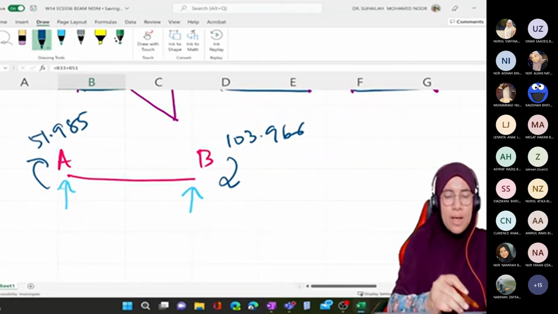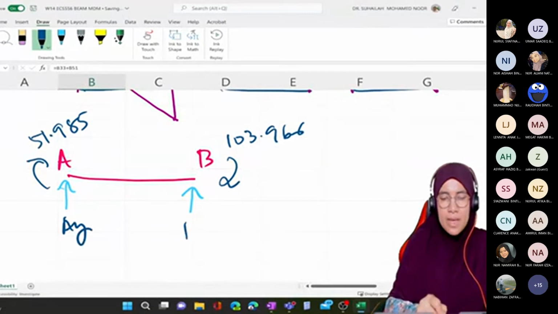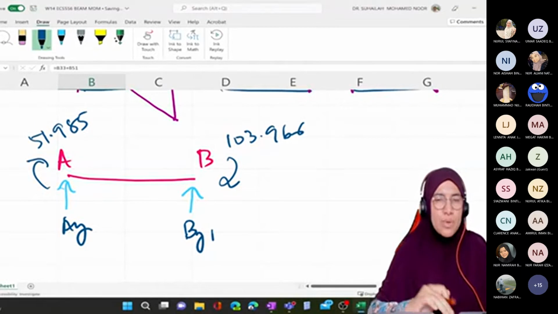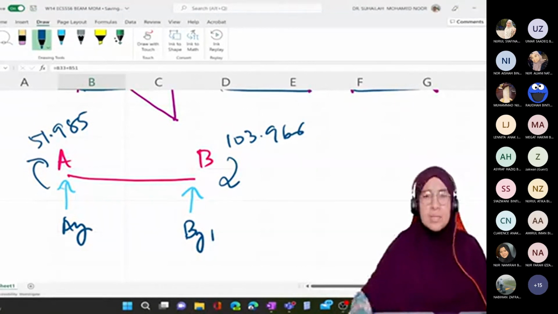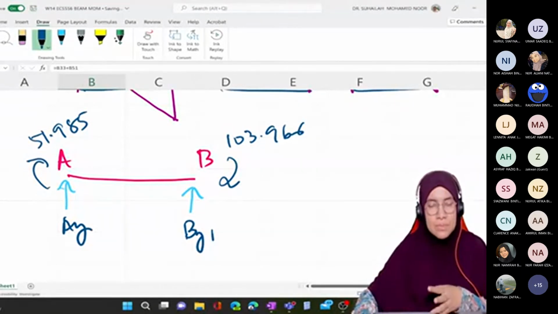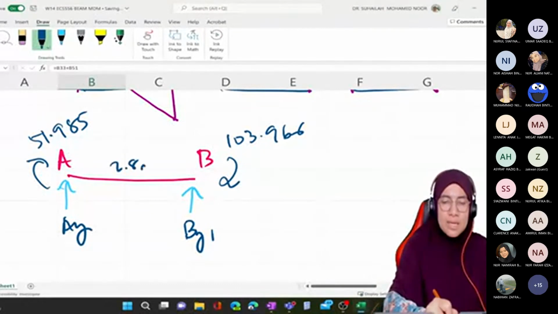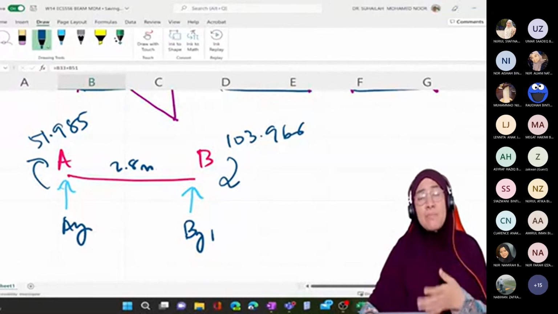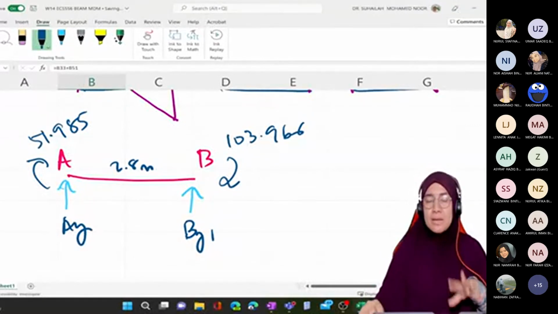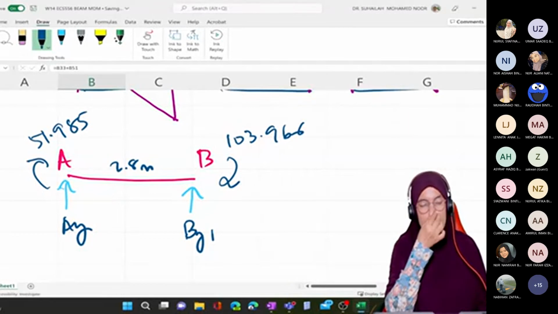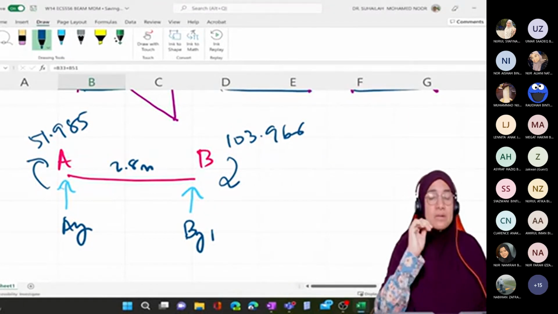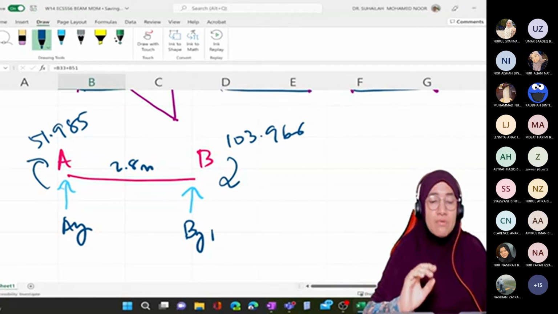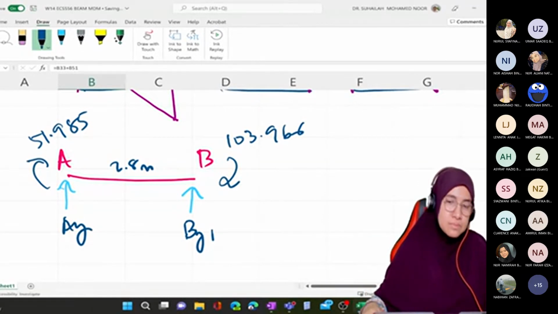This is AY and BY1. From this we have to apply static equilibrium. Okay, yang ni 2.8 meter tadi. Apply static equilibrium. It is just like we analyze a simply supported beam. So we can get AY and BY value. So dapat AY and BY value, we can have the shear force diagram for member AB.